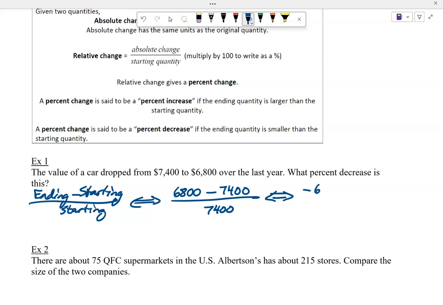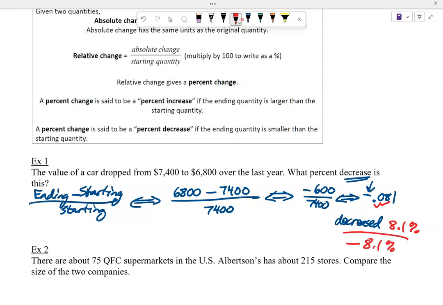So I got negative 600 over 7,400. I punch that in: negative 0.081. The negative is indicating that's my decrease in price, right? It's gone down. It's decreased. How much as a percent? Well, let's move it over a couple. 8.1%, right? So we've decreased 8.1%.